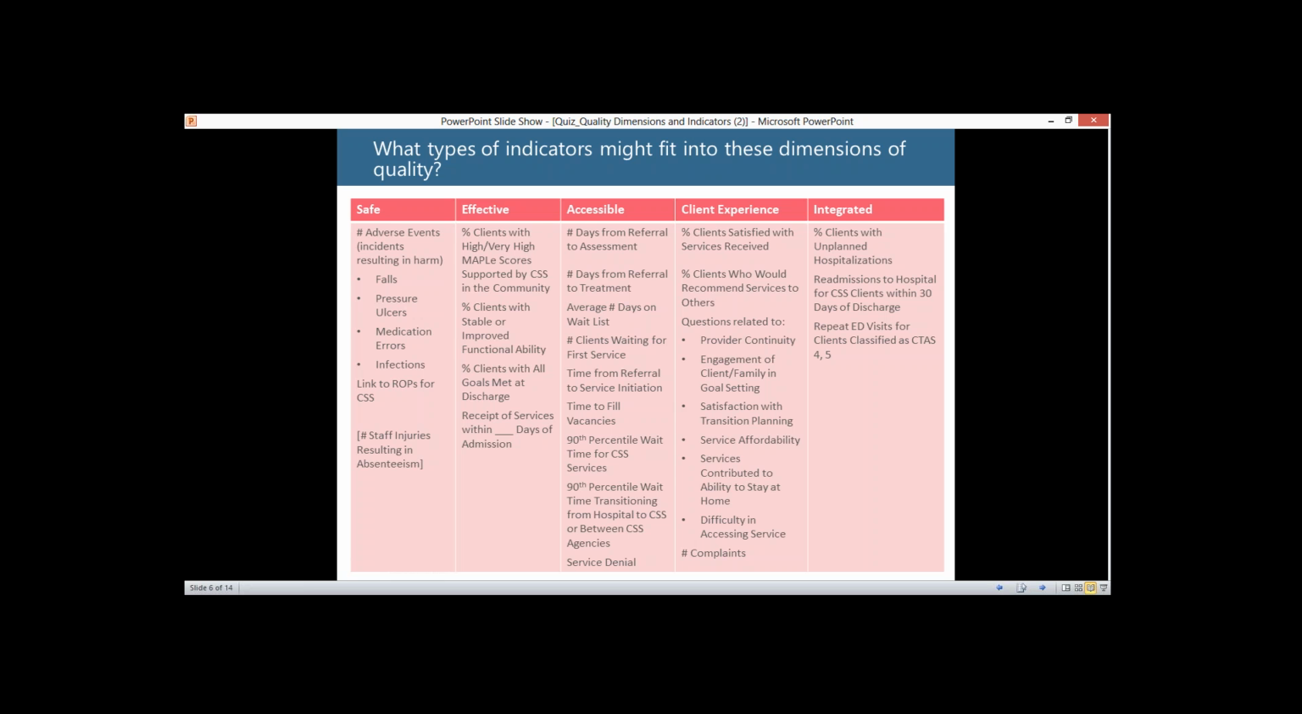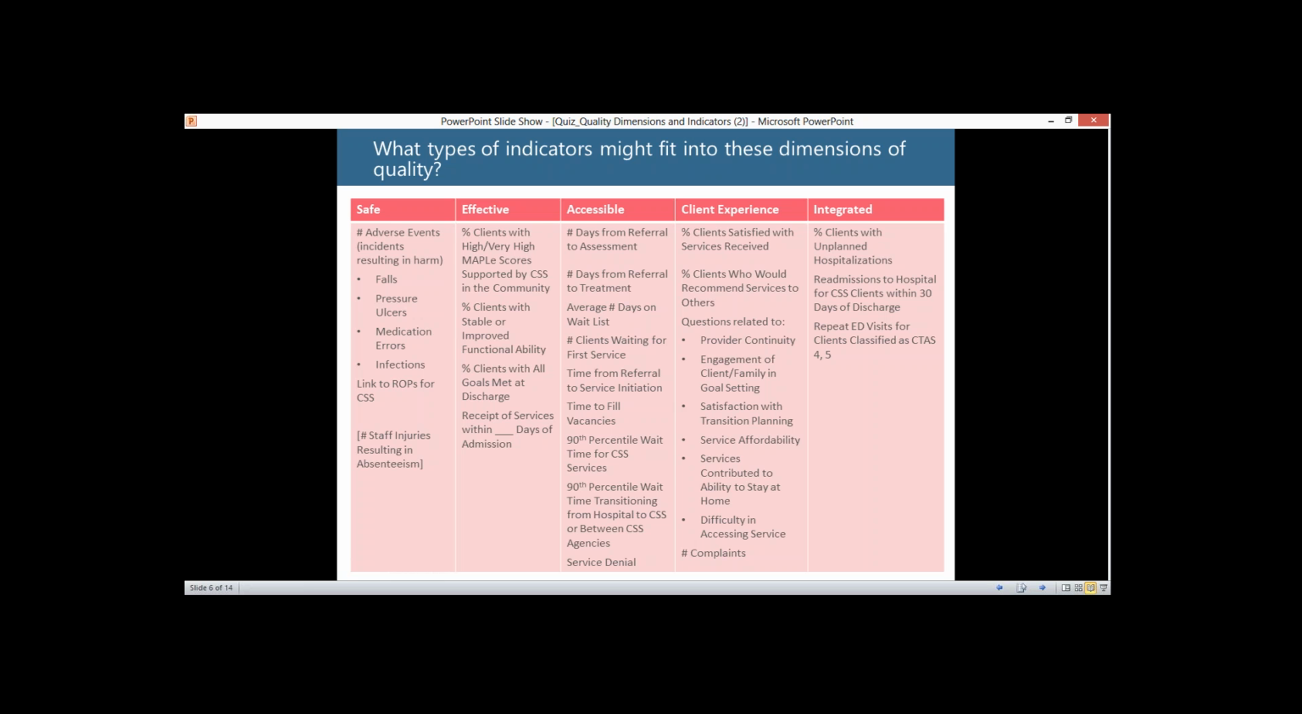The next column, effective, can include a variety of indicators. The examples here are percentage of clients with high or very high MAPLE scores supported by CSS in the community. So essentially, being able to support clients who have complex conditions in the community, preventing them from having to go, for example, to long-term care. Could also be around improving or maintaining functional capability, helping clients to meet all of their goals, or ensuring that services are received within a certain number of days of admission, although that latter indicator might sort of fall within an access domain as well.